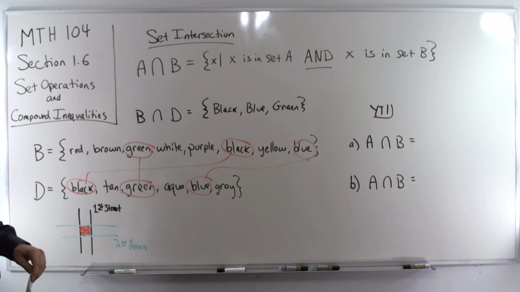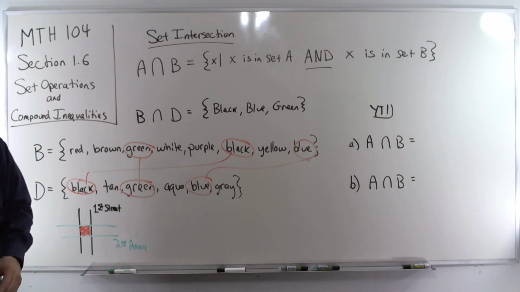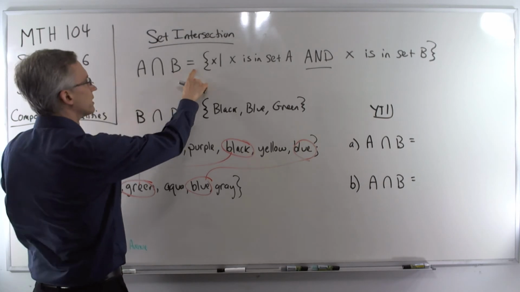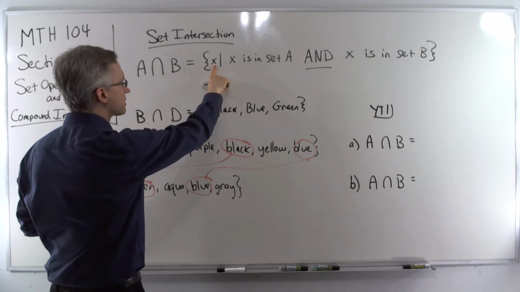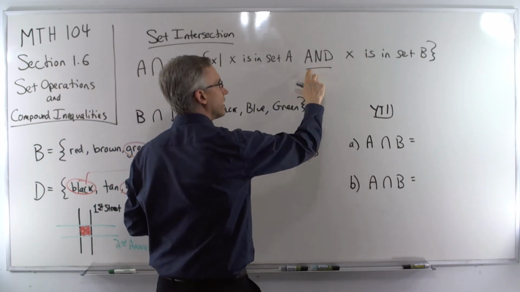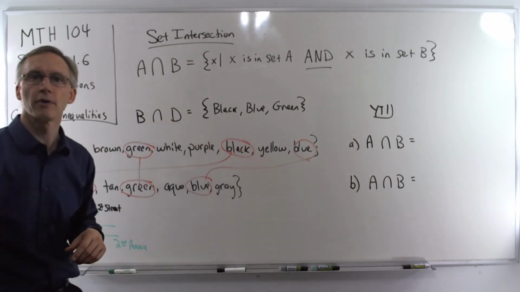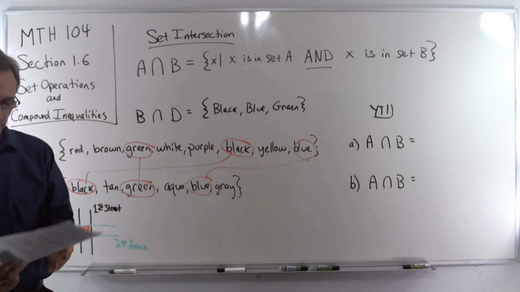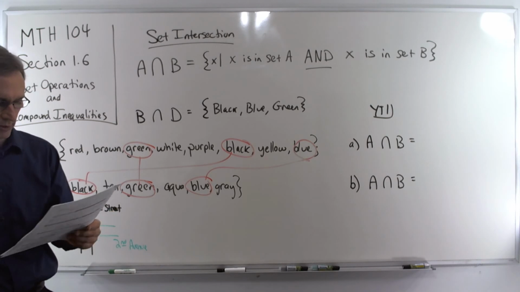All right, so in a more formal definition here, A intersect B is all numbers x such that x is in set A and x is in set B. So the number has to be in both sets in order to be in the intersection. So take that idea and apply it to your turn number one.